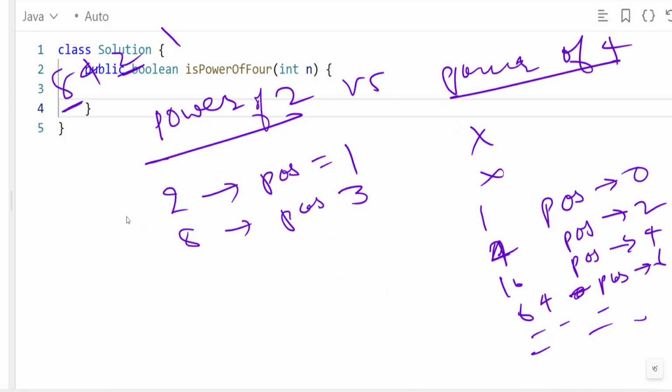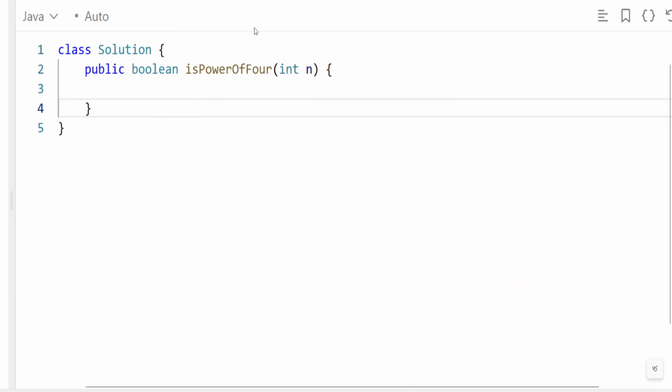The only difference is, mathematically, if it is a power of 4, it is also a power of 2. But in reality, if it is a power of 2, it is not necessarily a power of 4. Can we say that? We can say that. So let's understand what we need to do.